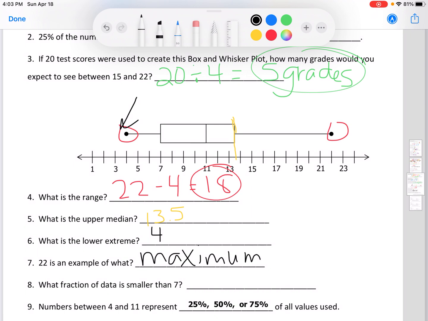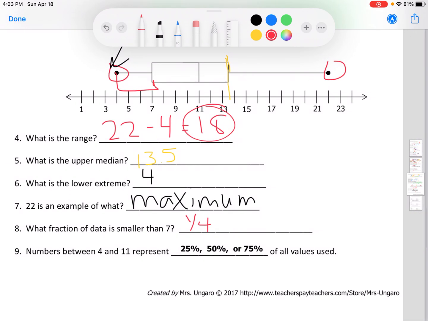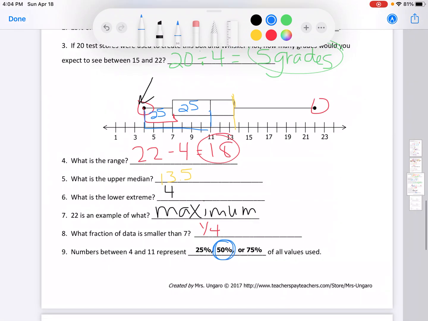What fraction of the data is smaller than 7? So that's one of the 4 sections, that's 1/4. The numbers between 4 and 11, 4 and 11 represent what percent of the data? 50%, because each section holds 25% of the data. So that'd be 50% of the data.